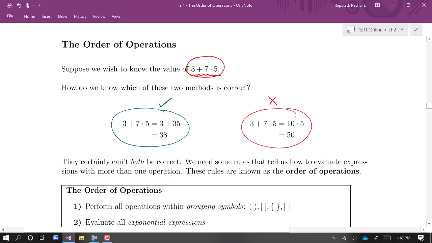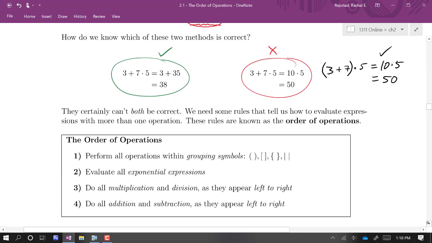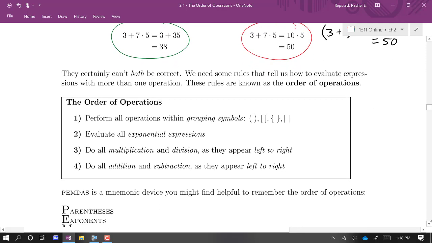because if I want to emphasize that one piece should be looked at first, what I'm going to do is put parentheses around that piece. So if I wanted that addition to happen first, I would just need to put parentheses around that. Now this actually does equal 10 times 5, which is 50, and that is correct. So that sort of syntax that we agree on about how we interpret certain expressions when they're written out, that's called the order of operations.